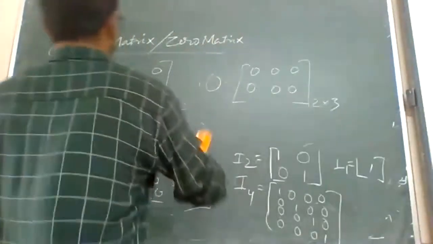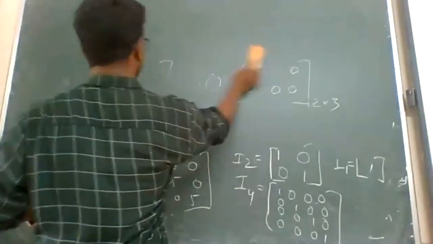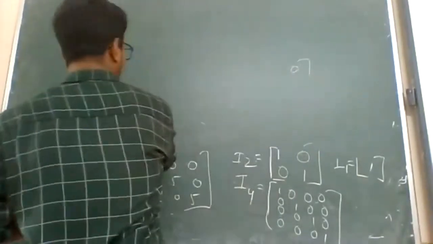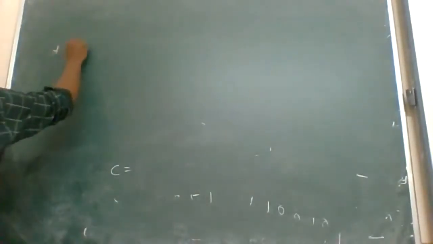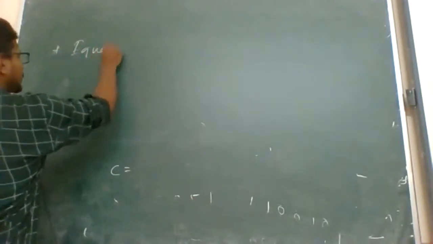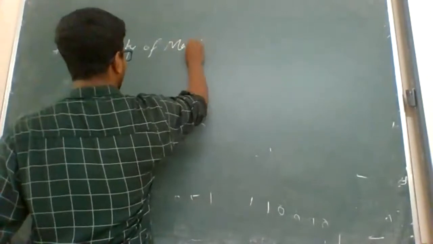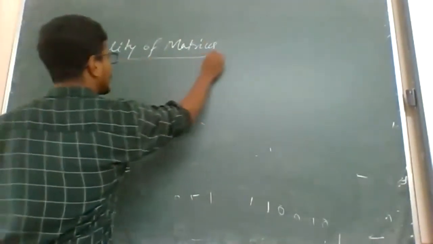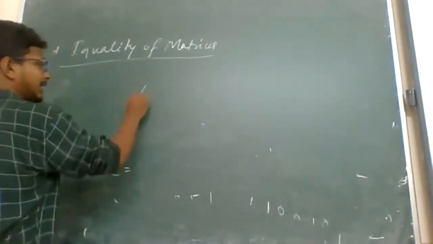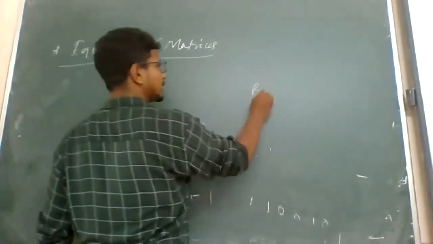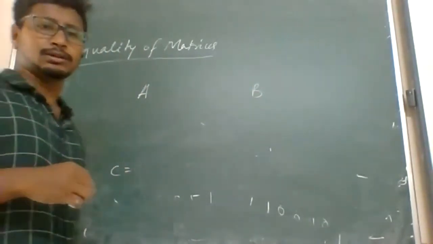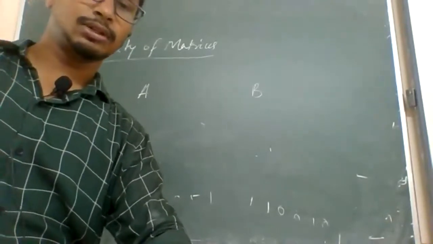Now the last topic, that is the equality of matrices. What is that? Equality of matrices. Equality of matrices is very easy. So now the next topic is our equality of matrices. Okay, two matrices A and B. Two matrix A and B. So I have written here what?